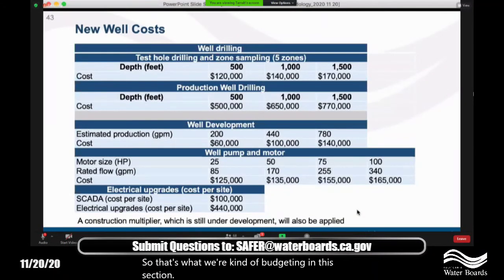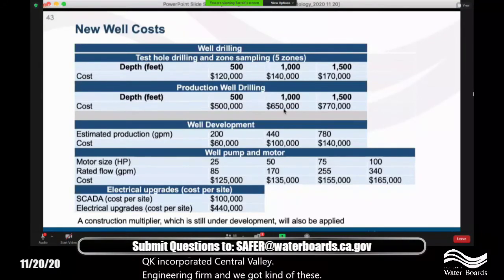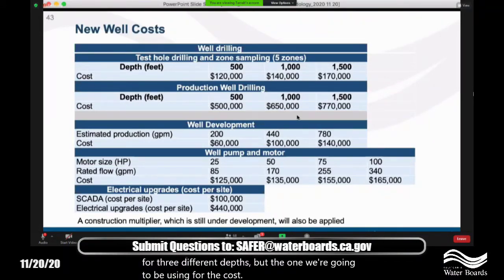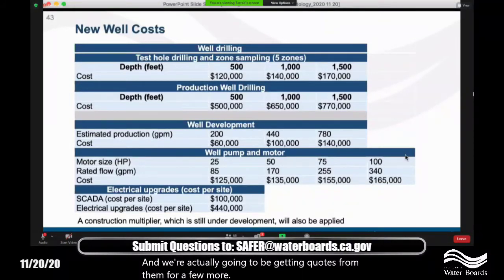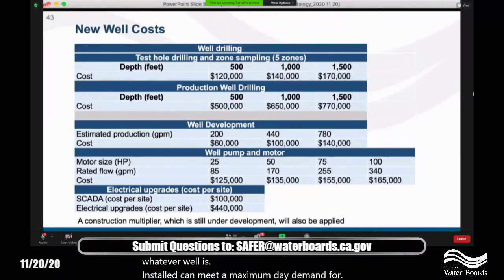For well drilling, we got this information from QK Incorporated, which is a Central Valley engineering firm. We got quotes for 3 different depths, but the one we're going to be using for the cost estimation will be this 1,000 foot depth. And then the other piece we need to consider is the estimated production, which makes a difference in the cost estimate. We're actually going to be getting quotes from them for a few more production ranges, just to make sure we can go up to the higher flows on this rated flow. But how we'll be costing it out as far as production goes is based on max day demand. We want to make sure that whatever well is installed can meet a maximum day demand for the system so that it's an adequate backup well.